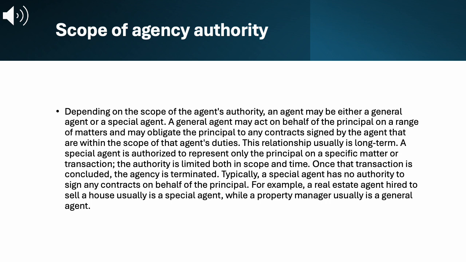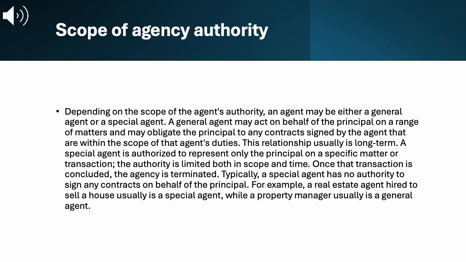Depending on the scope of the agent's authority, an agent may be either a general agent or a special agent. A general agent may act on behalf of the principal on a range of matters and may obligate the principal to any contracts signed by the agent that are within the scope of that agent's duties. This relationship usually is long-term.